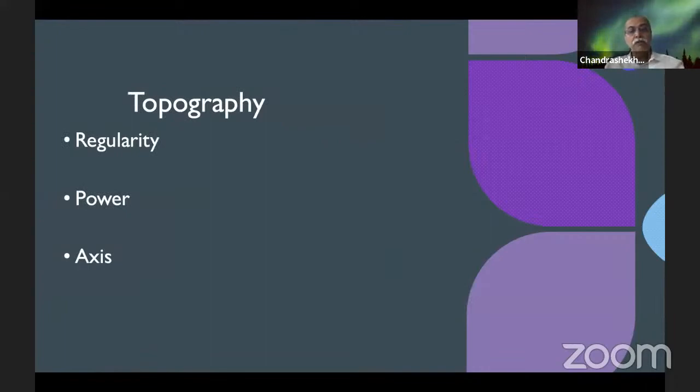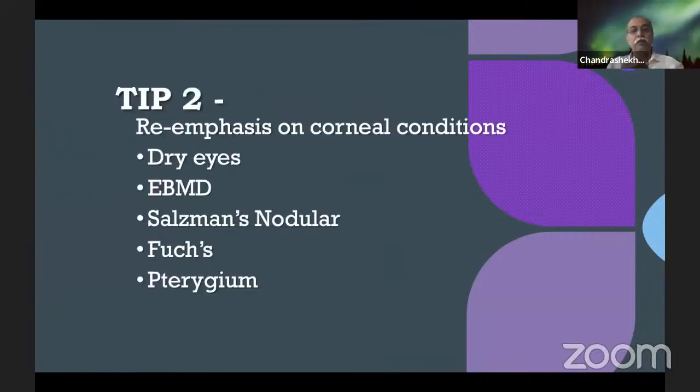But if you come to the 3 important points about topography, we have to see the regularity of the map. Second is the power, and third is the axis. Power has to be chosen from the non-topography keratometers, and axis has to be chosen from the topography. I will come to this later on, but according to Holladay, we have to take the 5 mm circle for choosing the axis. Tip number 2.